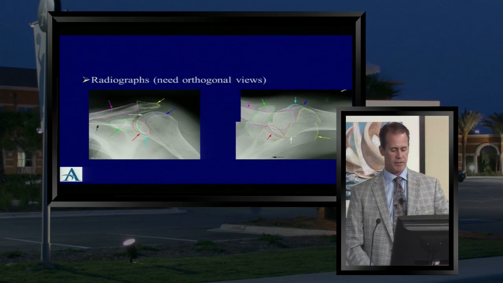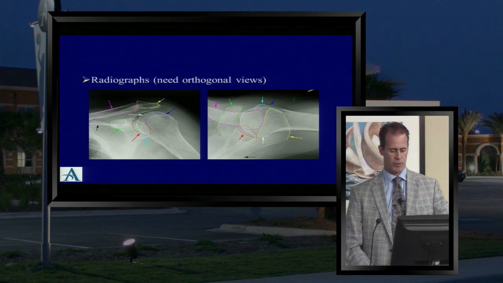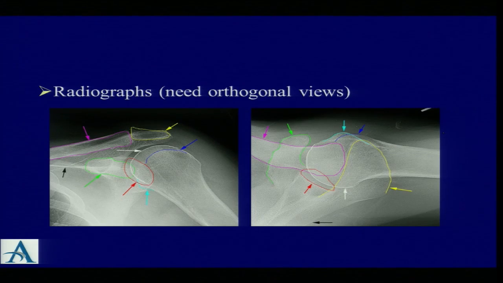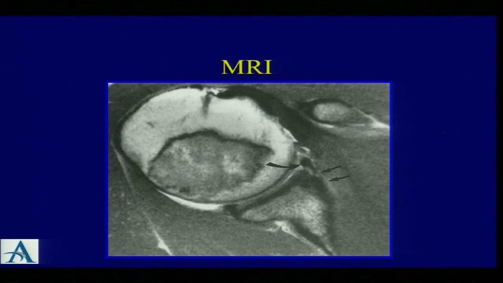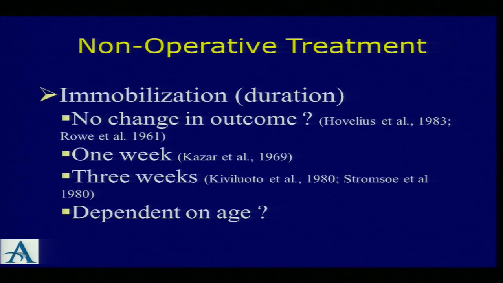Evaluation with radiographs, obviously x-rays, there's multiple things that we're going to look for, but typically we're looking just for a concentrically reduced joint and the potential for bone loss. An MRI is going to show the classic Bankart lesion with disruption of the anterior labrum, and sometimes an avulsion of the periosteum going down the medial aspect of the neck.